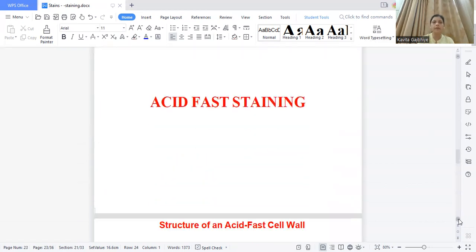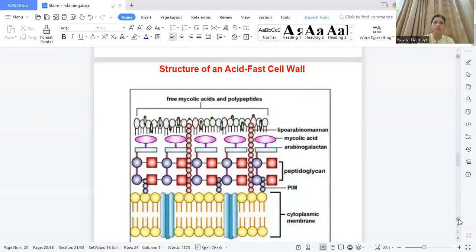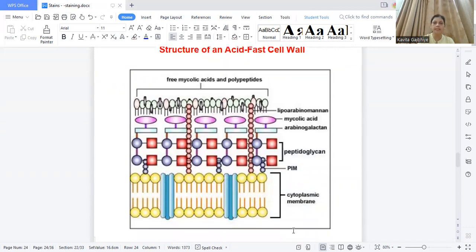Now, what is the meaning of acid-fast staining? Here, the cell wall of acid-fast bacteria is quite different as compared to gram-positive and gram-negative. Here you can see a thick cytoplasmic membrane, then a moderate peptidoglycan layer, and over it lipoarabinomannan and mycolic acid. Mycolic acid is the speciality of acid-fast bacteria or the acid-fast cell wall.